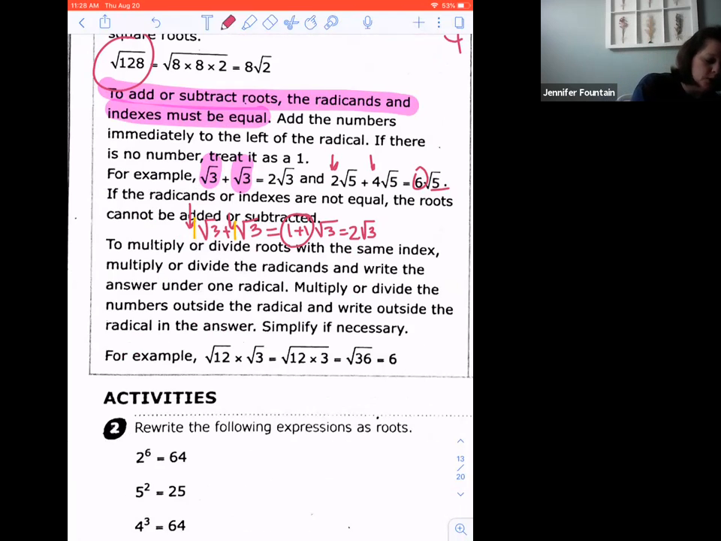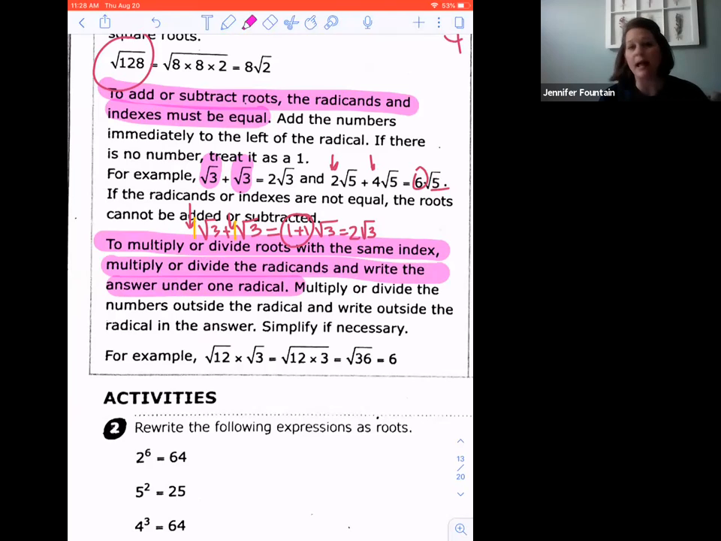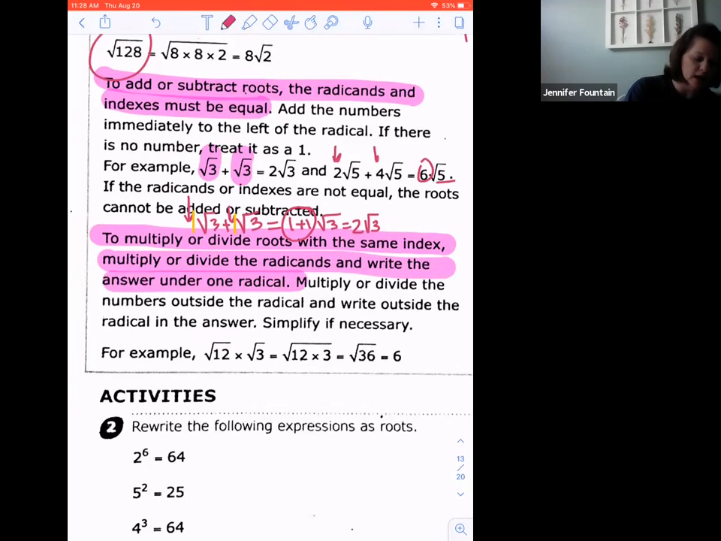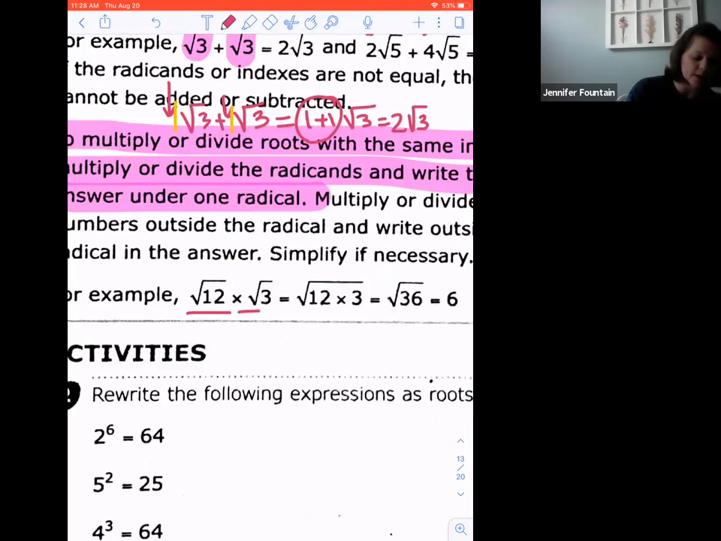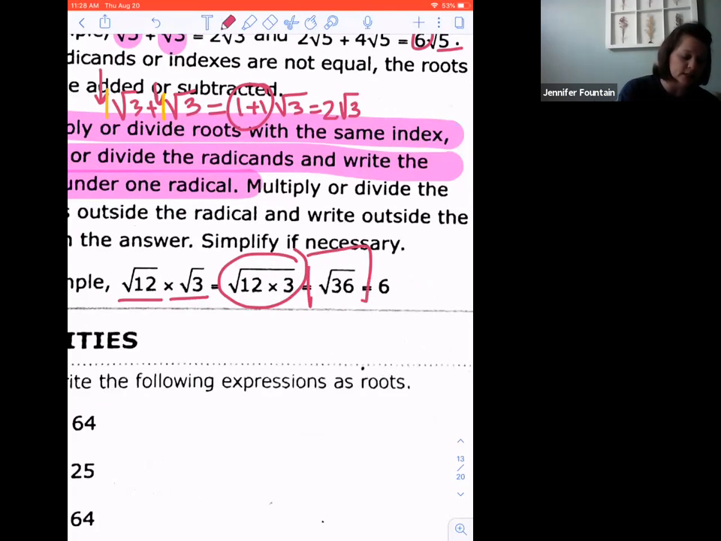Then it says to multiply or divide roots with the same index, or multiply or divide the radicands and write the answer under one radical. So on this one, my radicands do not have to be the same. They can be totally different. So you can see in this example here, I have the square root of 12 times the square root of 3. I'm going to write those together underneath the same radical. So the square root of 12 times the square root of 3 becomes the square root of 36, because 12 times 3 is 36.